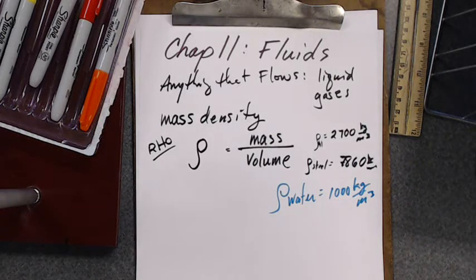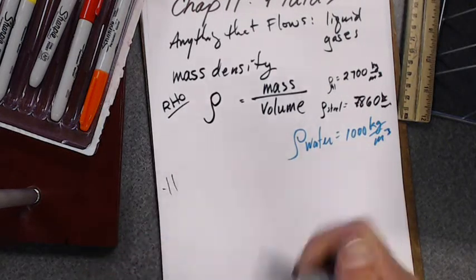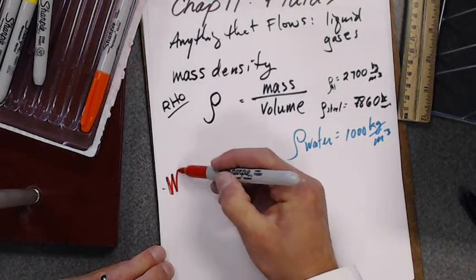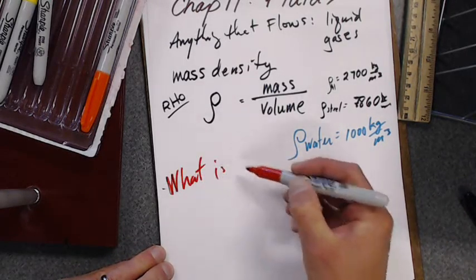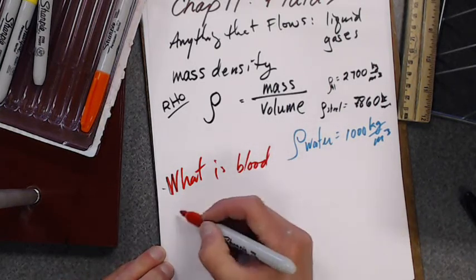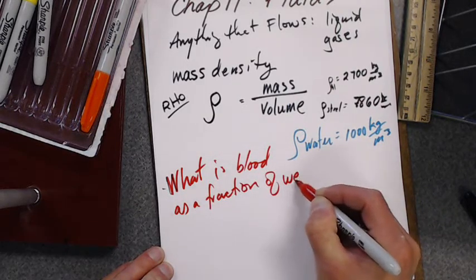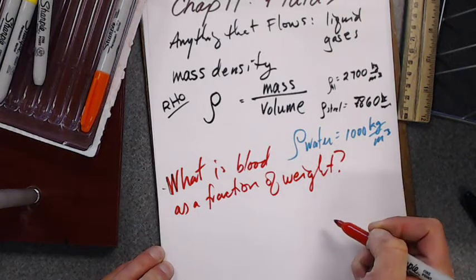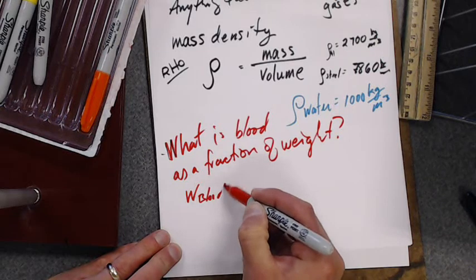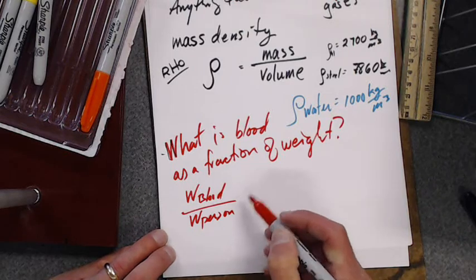All right, so let's play with this a little bit. How much blood do you have as a fraction of weight? Gross. All right, so what do we need? We need the weight of the blood divided by the weight of a person. Then we'll know how much blood is in a person.